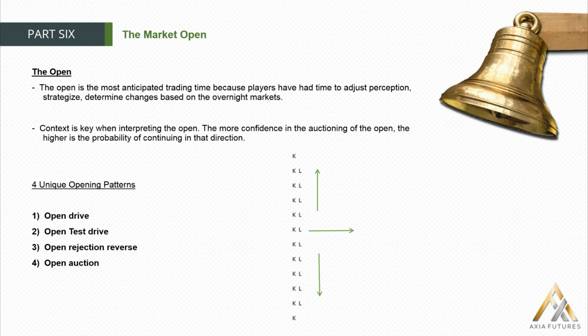Again, just like when we spoke about the 5 different day types, we're going to talk about 4 different types of opens. And I'm going to show them to you so that you can get an understanding of when there's an aggressive, strong, intentional open versus a more lackluster, two-way, passive type open.